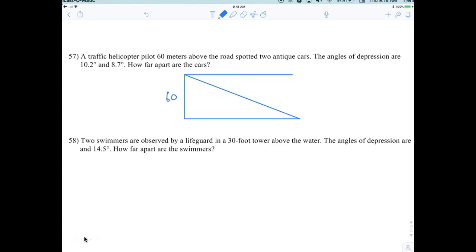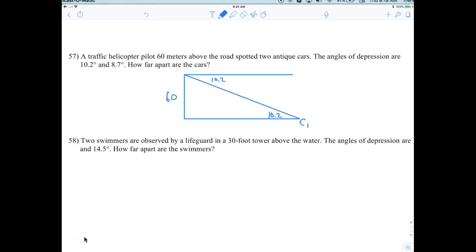So we're looking at the first car right here. Let's just say this is car 1, all right? So that angle of depression, we could just say right here would be 10.2, right? You agree with that? So then this right here would be 10.2. Do you agree with that?